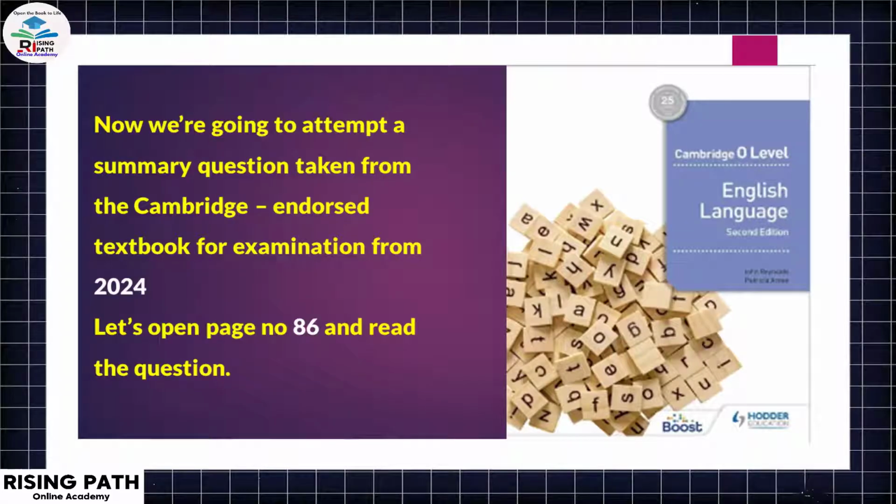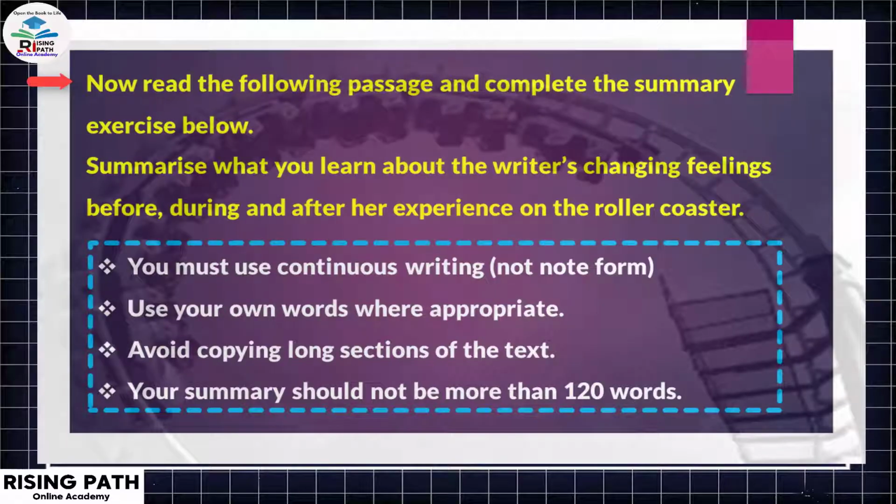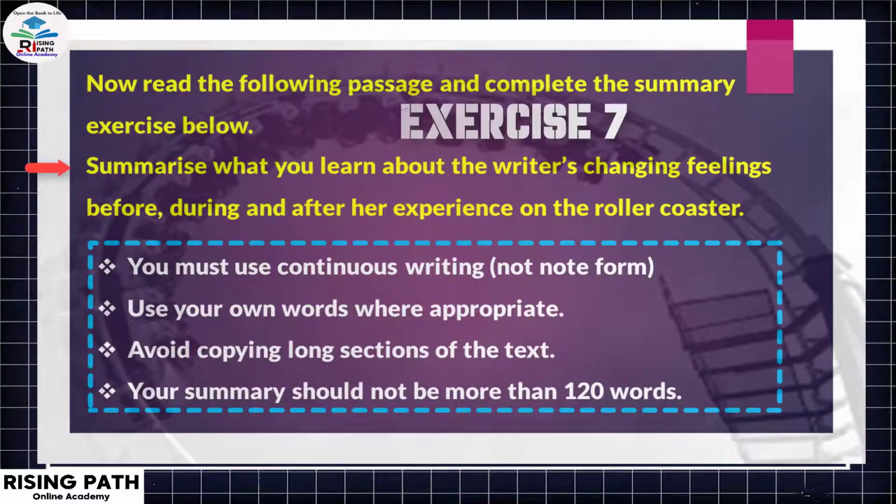Now we are going to attempt a summary question taken from this Cambridge endorsed textbook for examination from 2024. Let's open page number 86 and read the question. Read the following passage and complete the summary exercise below. Exercise 7. Summarize what you learn about the writer's changing feelings before, during and after her experience on the roller coaster. So you have to underline, because this is going to be the heading of your summary when you are going to make the points. Writer's changing feelings before, then during and after her experience.